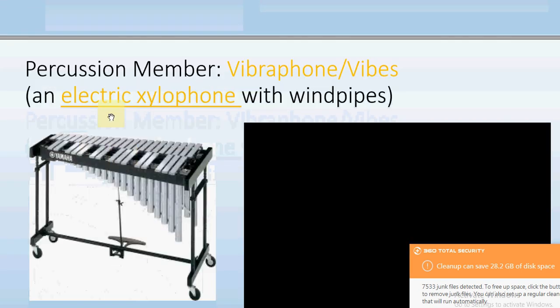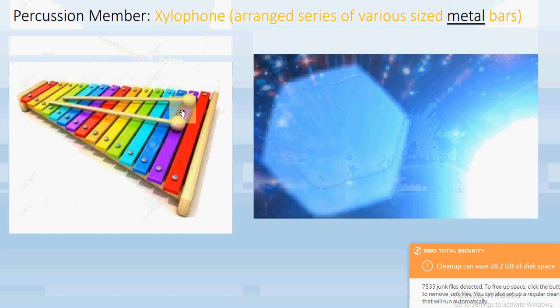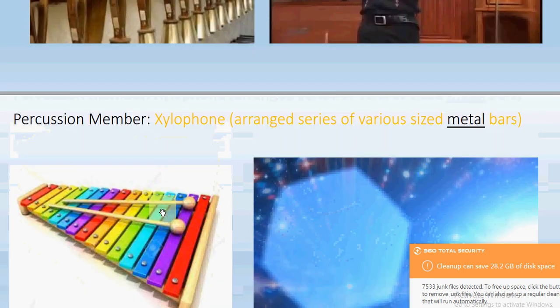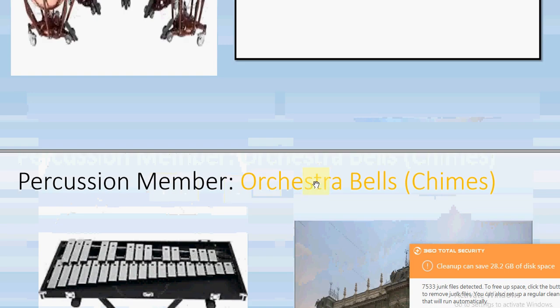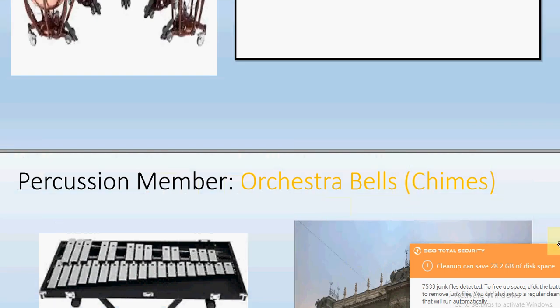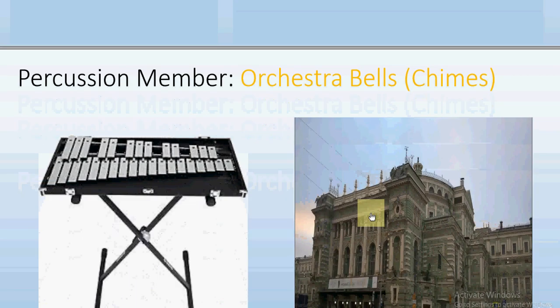Then we have the vibraphone. Now the vibraphone basically uses electricity. We differentiate it, I think, from these ones, the xylophone, the glockenspiel and the orchestra bell.